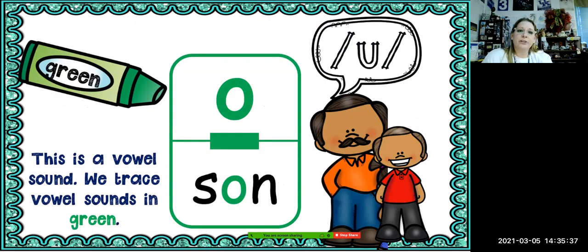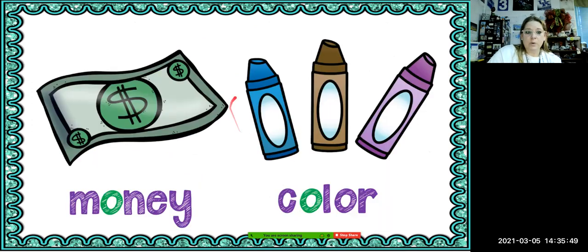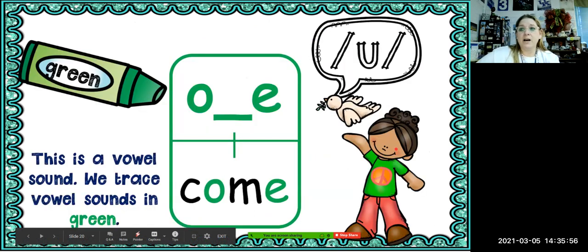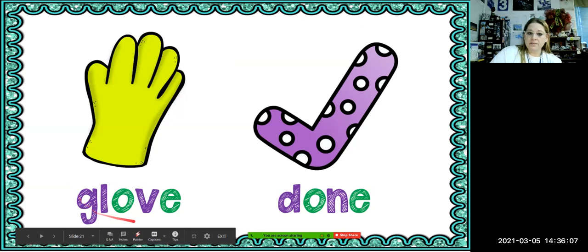All right, so we have learned the sound with the letter O spelling, like in the word sun, and it is a vowel sound, so we traced it in green. Like the word money and color. We have learned the sound with O consonant E, like in the word come. That is also a vowel sound that we traced in green. Like in the words glove and done.